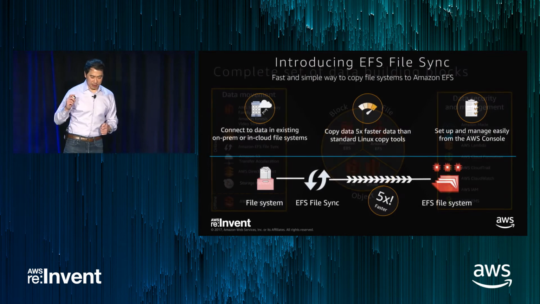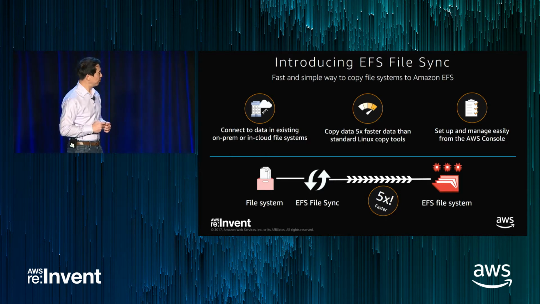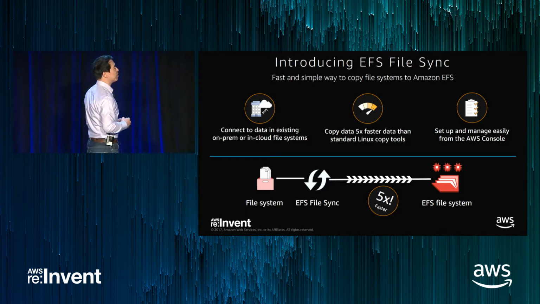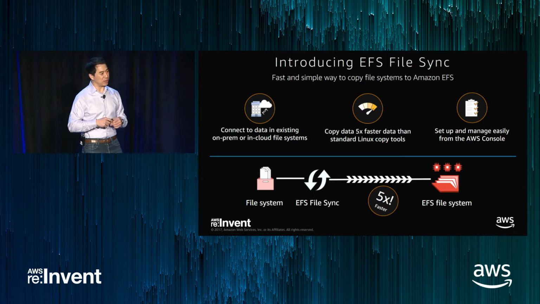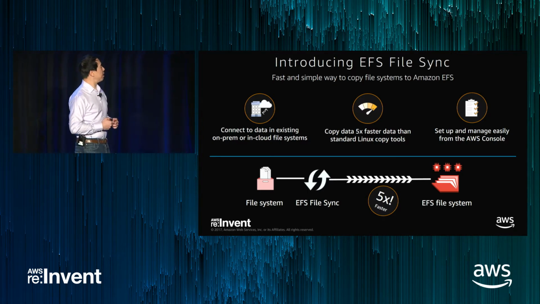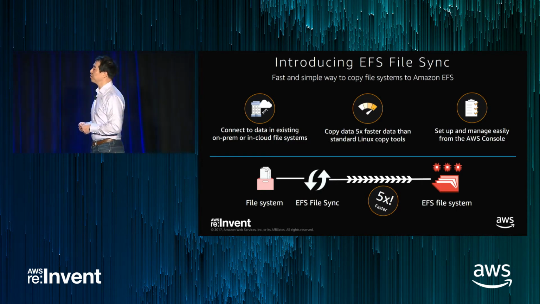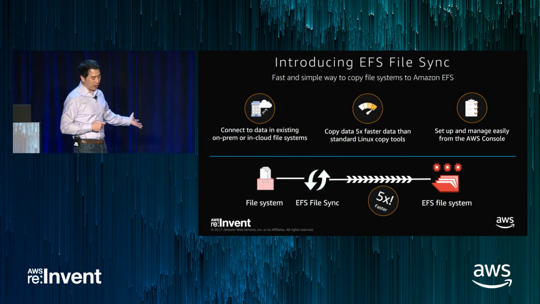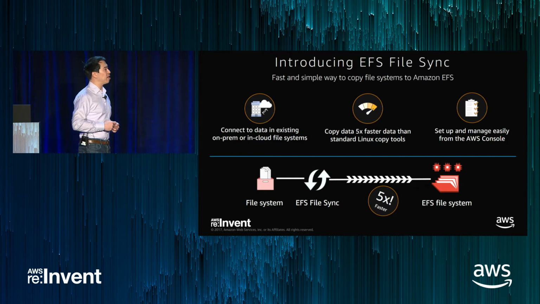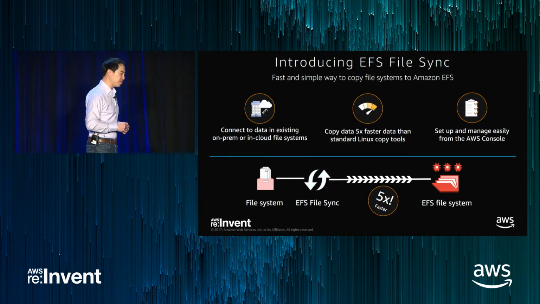And with that, I'm also excited to introduce, a week ago, we launched a new feature for Amazon EFS, Amazon EFS File Sync. So for those customers that were interested in using data in Amazon EFS, but needed to migrate that data from on-premise or another in-cloud file system, we've introduced File Sync to be able to simplify and speed up that process. So you can connect it to both on-premise as well as cloud file systems and copy data up to 5 times faster than using standard Linux tools. And the setup is very easy and can be managed through the AWS console.